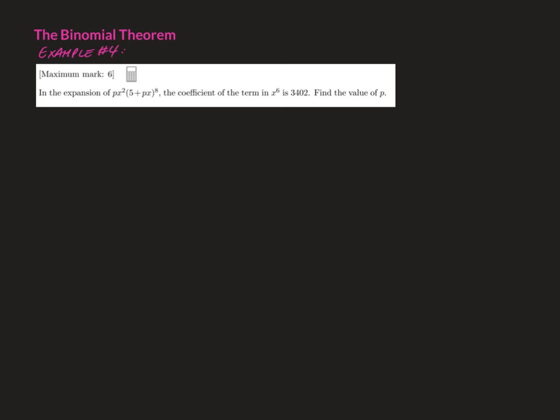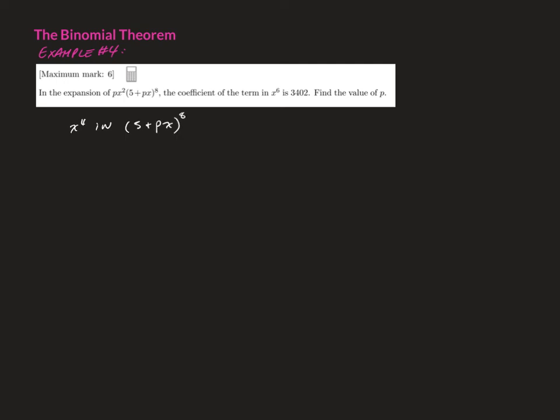So the first thing we have to do is identify what is going to be the term x to the power of 6. We are multiplying these parentheses with x squared, which means we are going to get the power of x power 6 by taking the power of x power 4 in the binomial expansion of 5 plus px. So we're going to look for the term with x power 4 in 5 plus px.